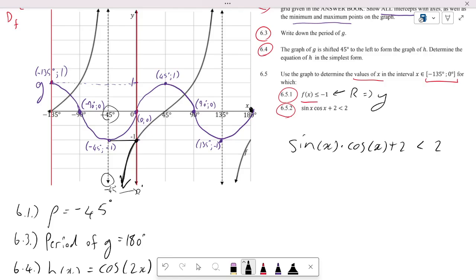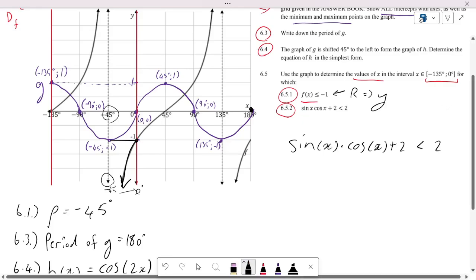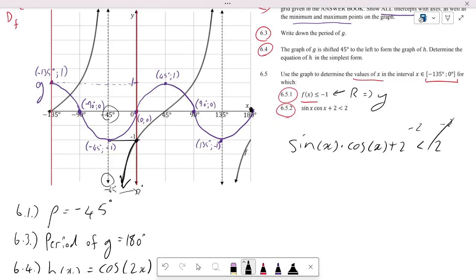So we're doing 6.5.2. Let's write it down. We have sine x multiplied by cosine of x plus 2 is less than 2. Obviously our approach is to make sure that the right-hand side is equal to 0. So we're going to take the 2 over, minus 2 on both sides. These are going to cancel, and therefore we are left with sine of x multiplied by cosine of x is less than 0.